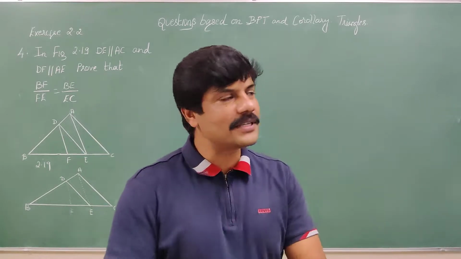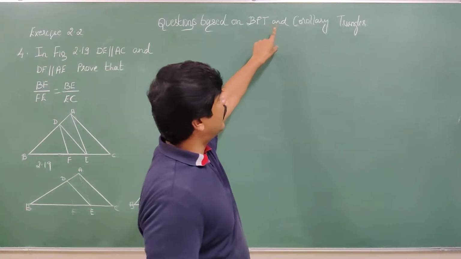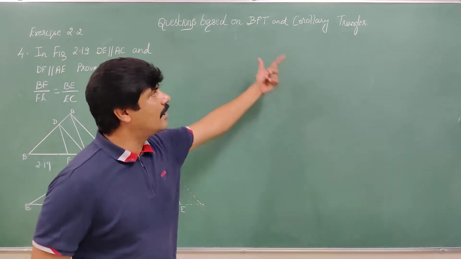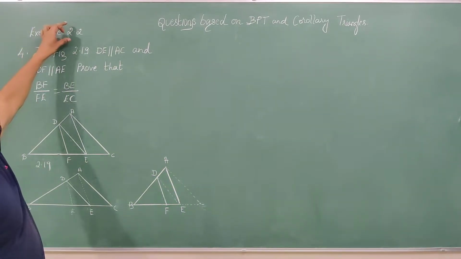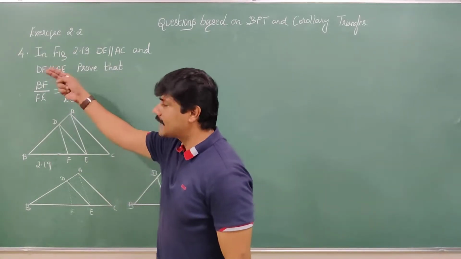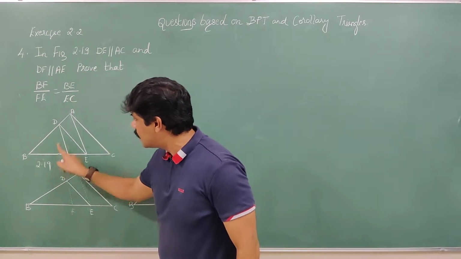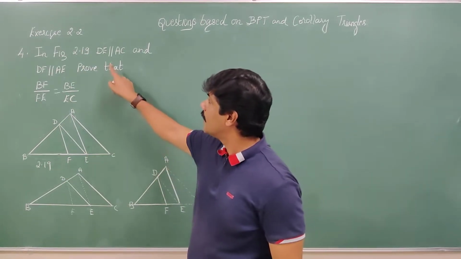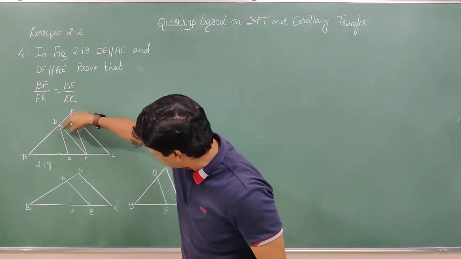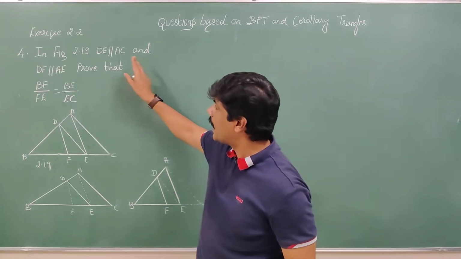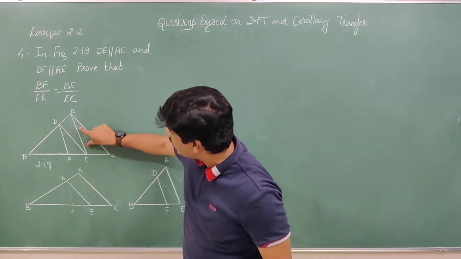Good morning and namaste. We are dealing with questions based on BPT, its corollary, and also the converse of BPT from the Triangles chapter. Now we are dealing with exercise 2.2 from Triangles, the fourth problem, in figure 2.19. DE is parallel to AC and DF is parallel to AE.